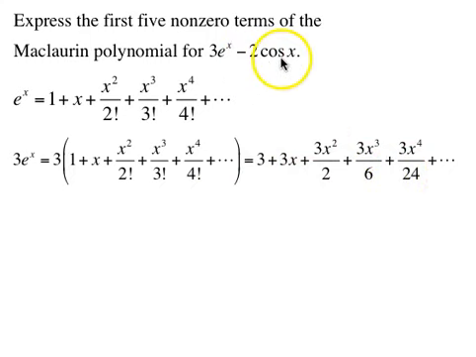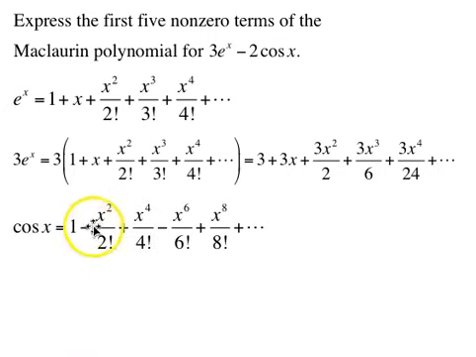Now we need negative 2 cosine x. We'll start with cos x, which is 1 minus x squared over 2 factorial plus x to the 4th over 4 factorial minus x to the 6th over 6 factorial plus x to the 8th over 8 factorial. Those are the first 5 non-zero terms. I need negative 2 cos x, but the fact of the matter is that this one ends at x to the 4th. So we really only need the first 3 terms here.